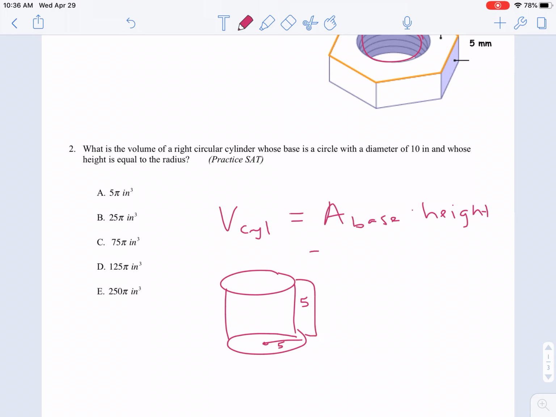So the area of my base is the area of the circle, so pi times the radius squared. That's the area of my base. And I'm going to multiply it by my height, which is also 5. That gives me 125 pi inches cubed.